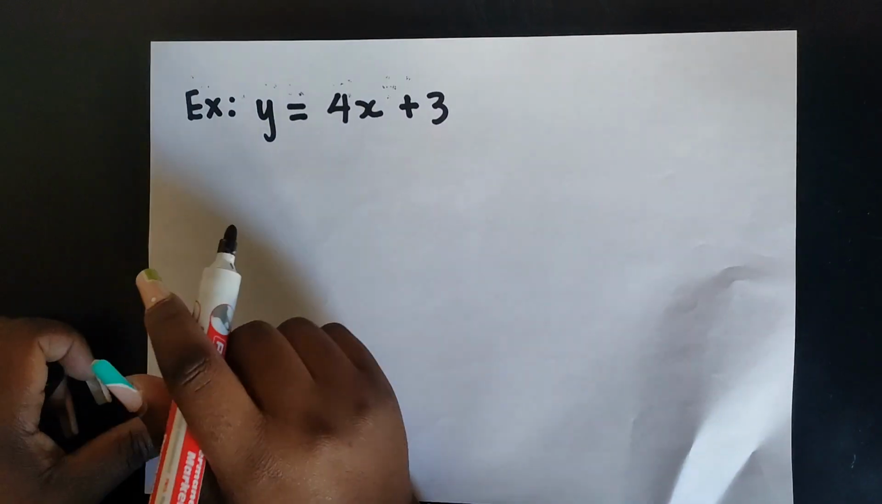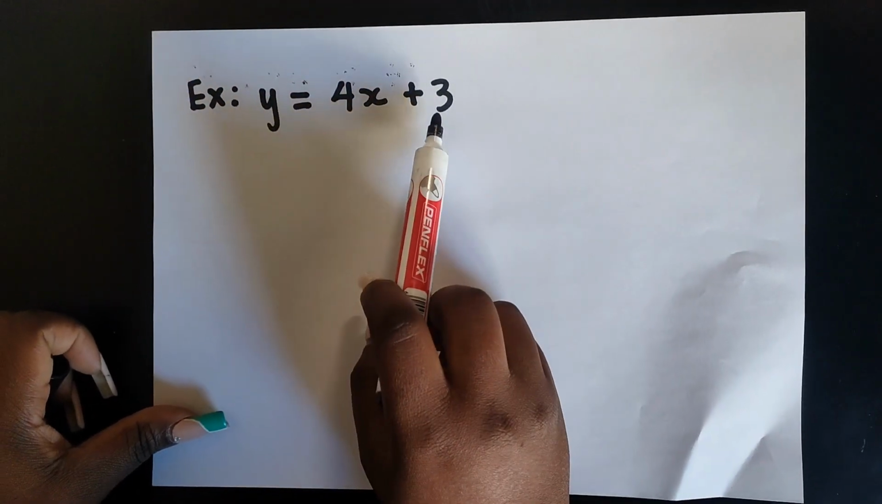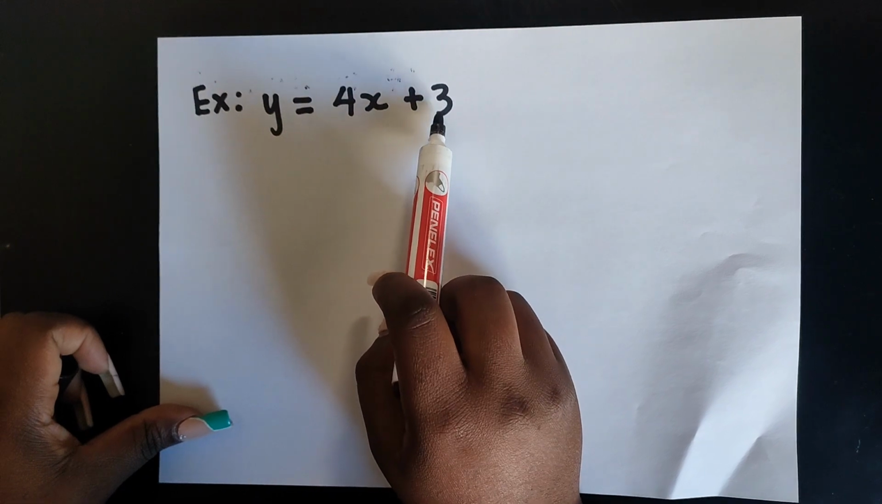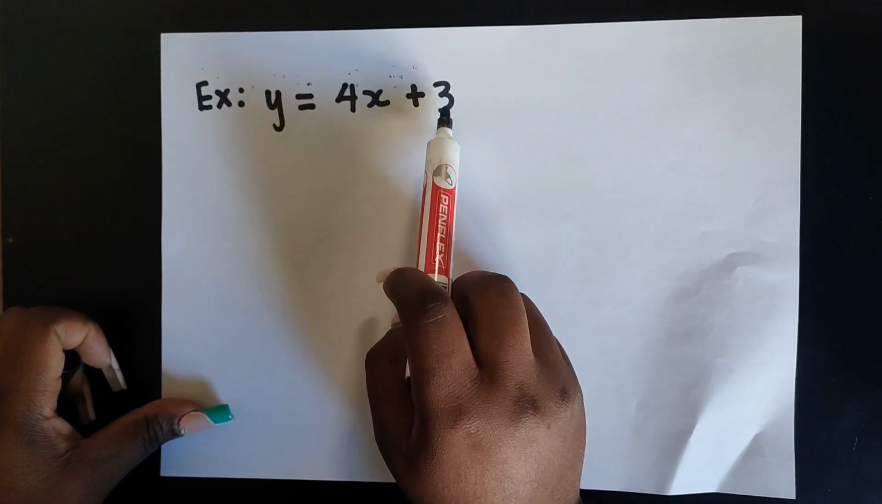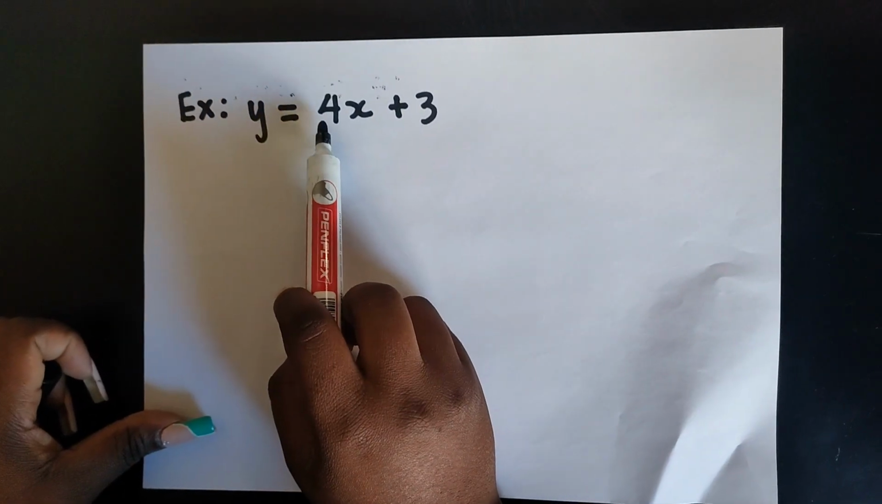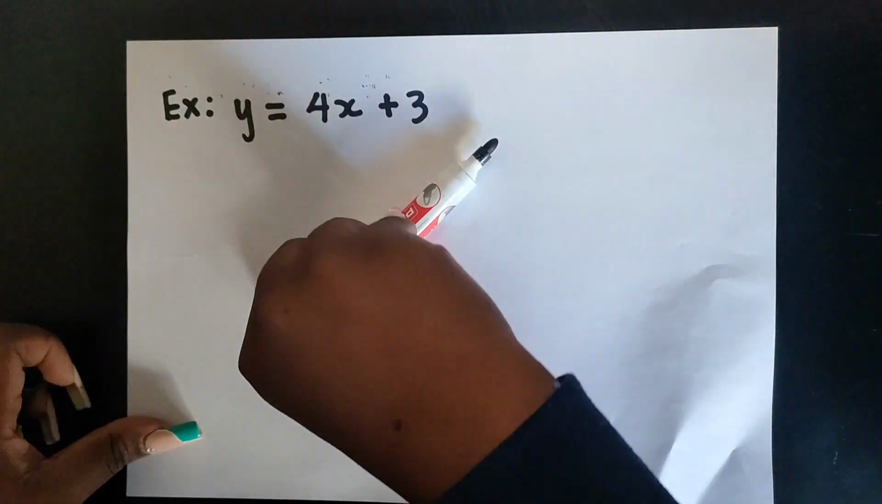Okay, so third example, we have y is equal to 4x plus 3. So this is our gradient, that's our y-intercept. Obviously our graph is going to touch positive 3 on the y-intercept. Our gradient is positive, so we're expecting our graph to be shaped something like this, right?